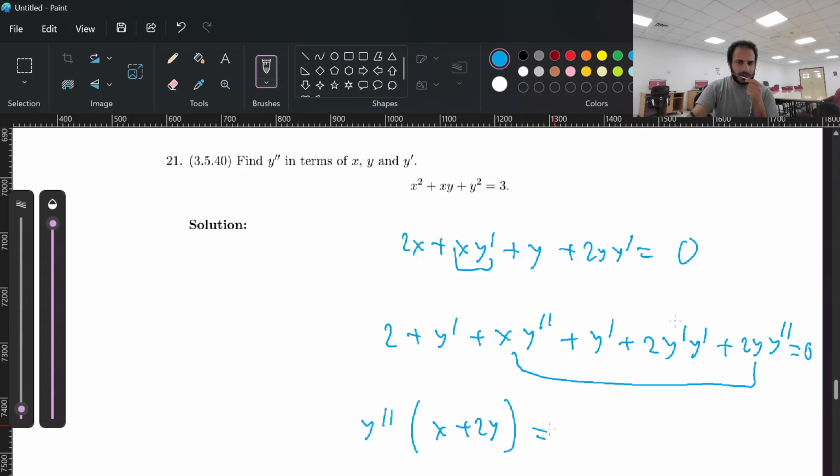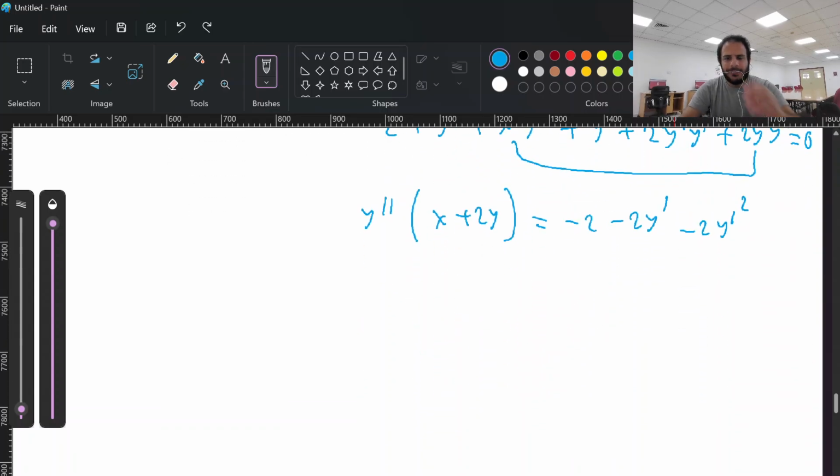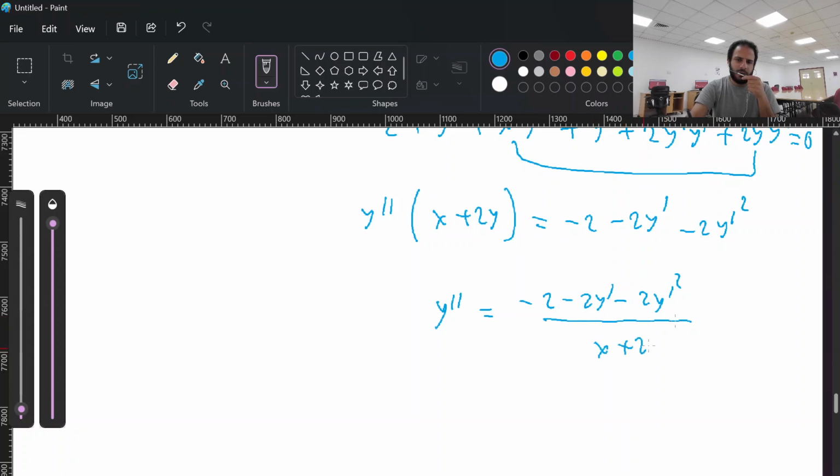Then move everything to the other side. So we have minus 2 minus y prime. But before that, y prime plus y prime is 2y prime, right? So it will be minus 2y prime. Then minus 2y prime squared, because here you have y prime times y prime. Next, you divide both sides by x plus 2y. So y double prime equals minus 2 minus 2y prime minus 2y prime squared over x plus 2y.